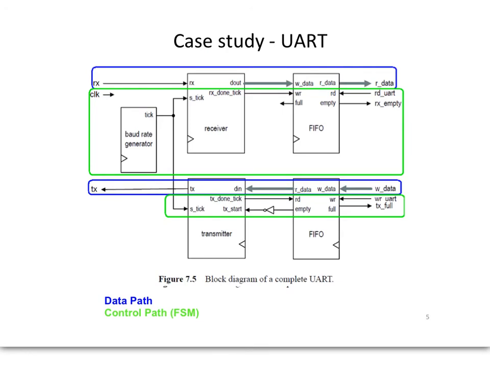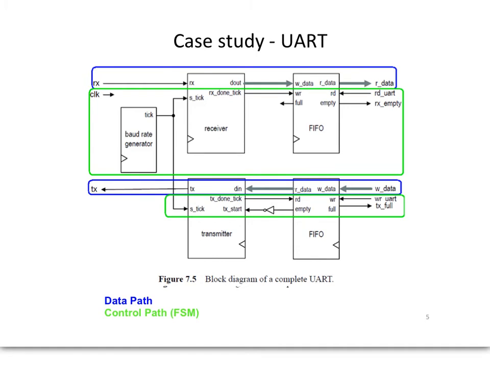A case study of an FSMD, or a practical example, could be the UART that we see here. The UART is from chapter 7 in the book. This is a block diagram of a complete UART, and we will dive into the blocks, receiver and transmitter and baud rate generator, later on. FIFOs we have already covered. That's basically the FIFOs we have looked at in the previous lab, that can be combined with the UART.